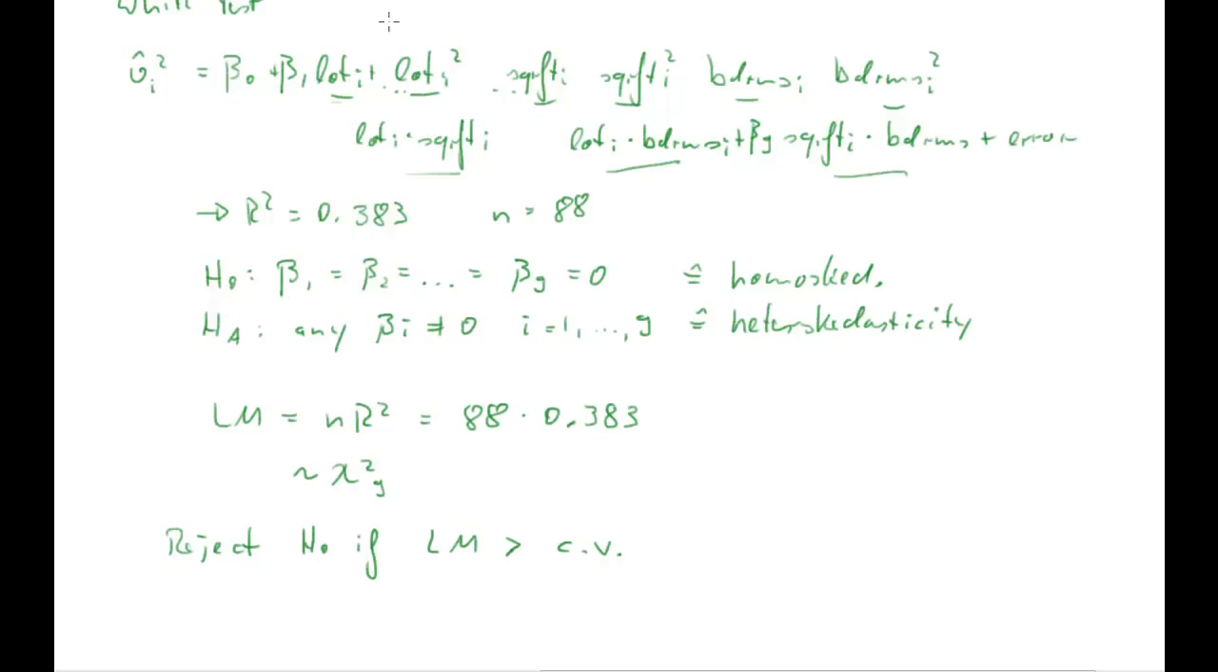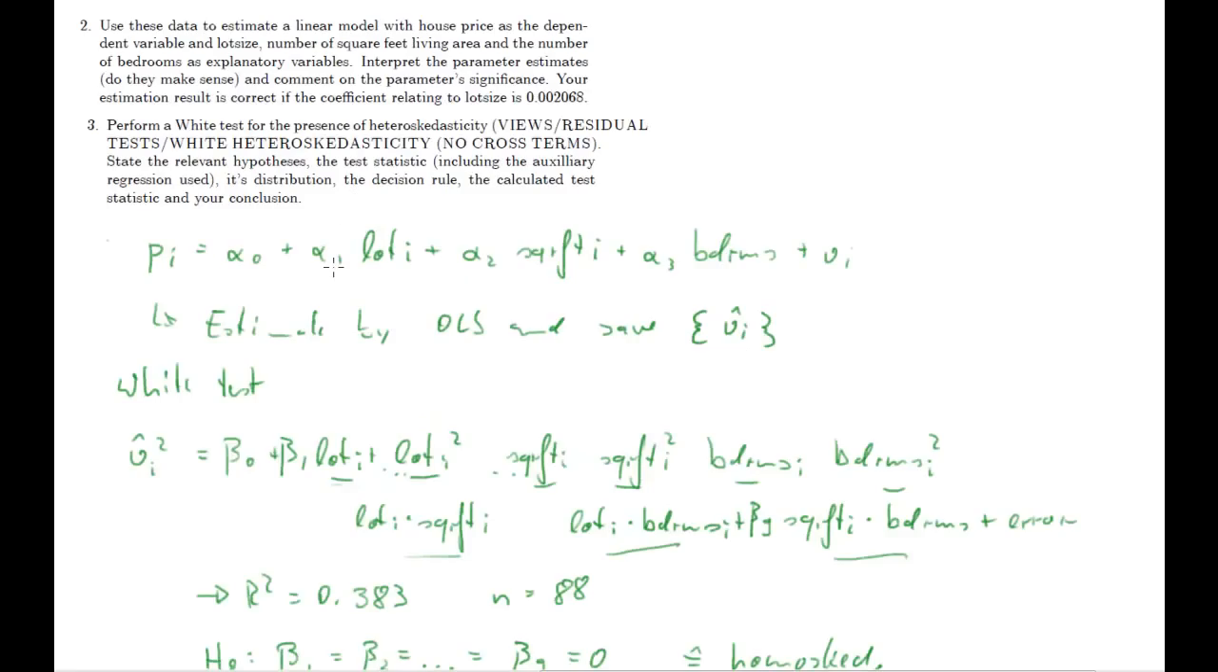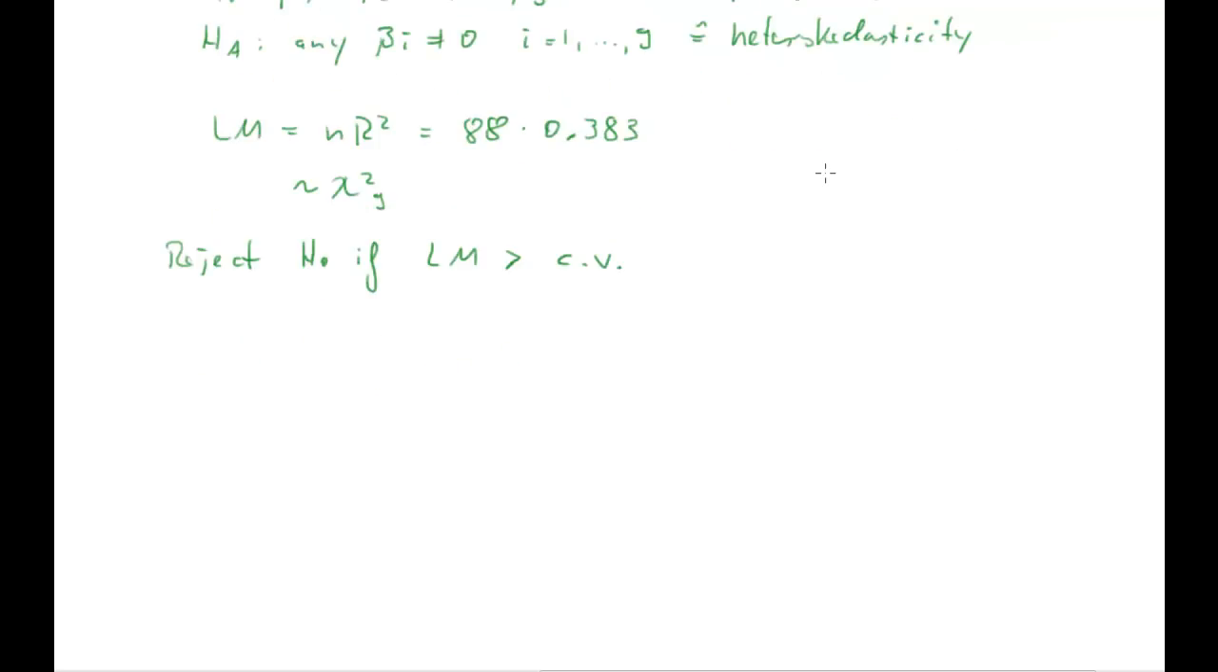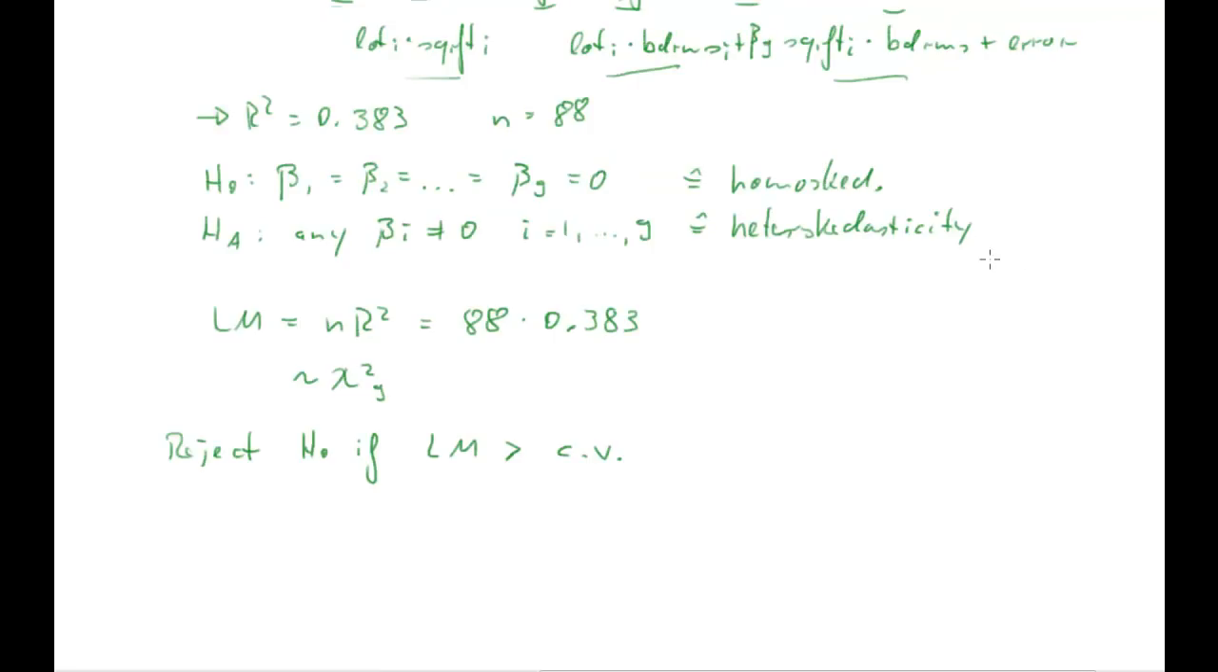Let's say, did I prescribe an alpha? I didn't prescribe an alpha, so we need to set one. Let's set alpha equal to 0.05 because we were a bit boring. Go to the chi-square table, 9 degrees of freedom, 0.05. The critical value is 16.92. So you reject H naught if LM is larger than that critical value.